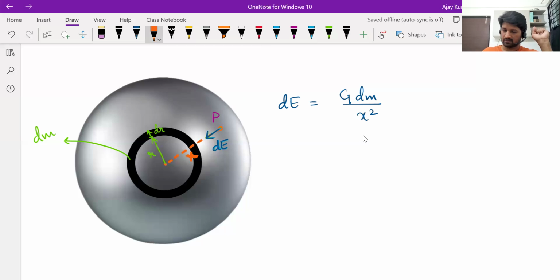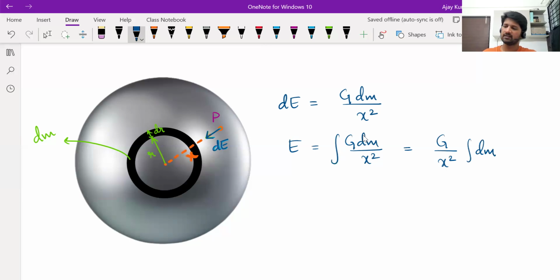Now you need the net field at the point P. And you know that all the shells whose radii are less than x will create field at P. So if you want the total field at P, you will need to integrate G dm by x square. All the shells will create field in the same direction towards the center only, so you don't have to bother about components. And x is the fixed distance where you want to know the field, so you can put it outside the integral. G is the gravitational constant, you can anyway put it outside. All you need to do is integrate dm.